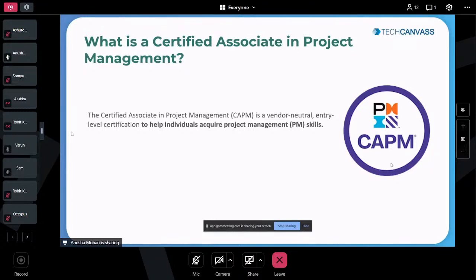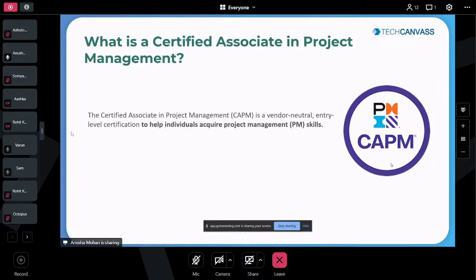If you're looking for a job in project management, this certification is going to give you a stand in the market apart from other project managers. A CAPM certified project manager is going to get more offers, or the resume is going to get picked more times, as compared to a person who doesn't have CAPM as a certification.